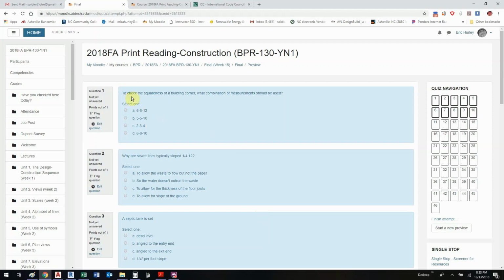To check the squareness of a building, we know that a triangle is 3, 4, 5. We can take any number and multiply it by 3, by 4, and by 5 and get any combination. So the only one that fits here would be 6, 8, 10, which is 3 times 2 is 6, 4 times 2 is 8, and 5 times 2 is 10. So that was the correct answer there.